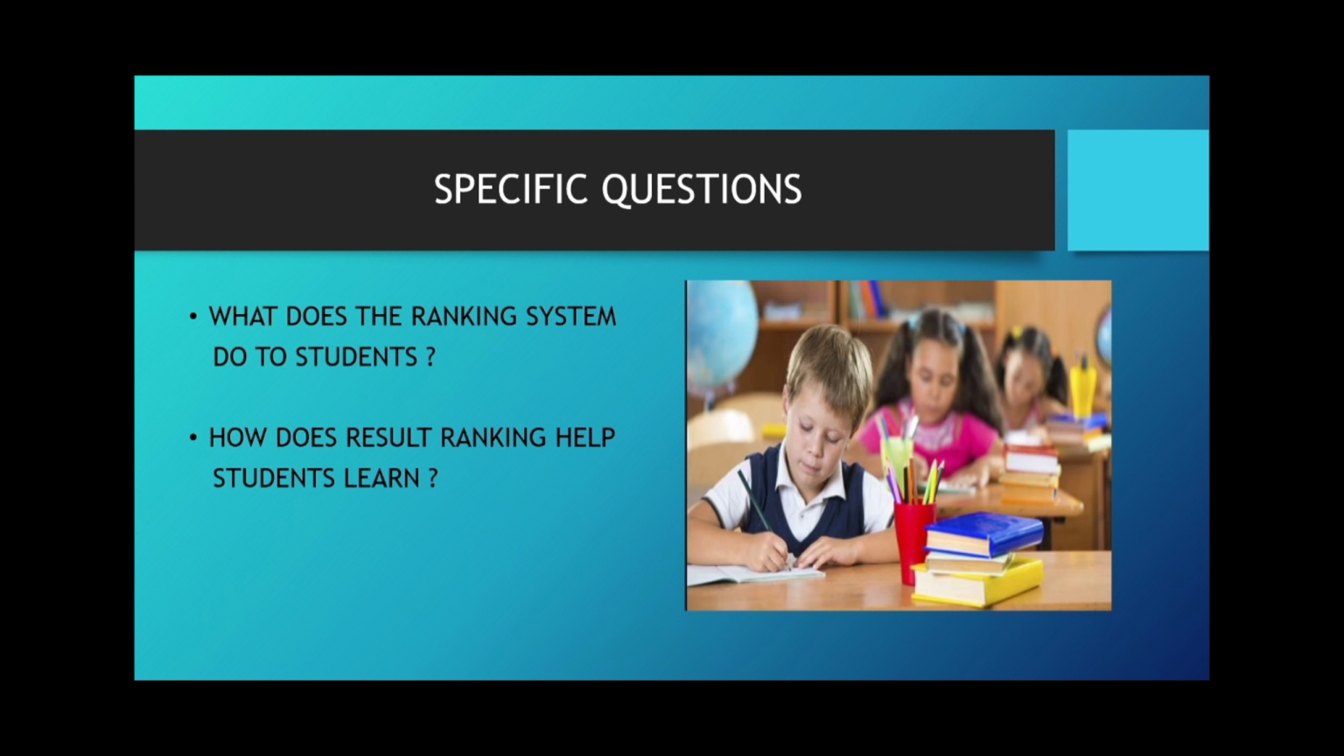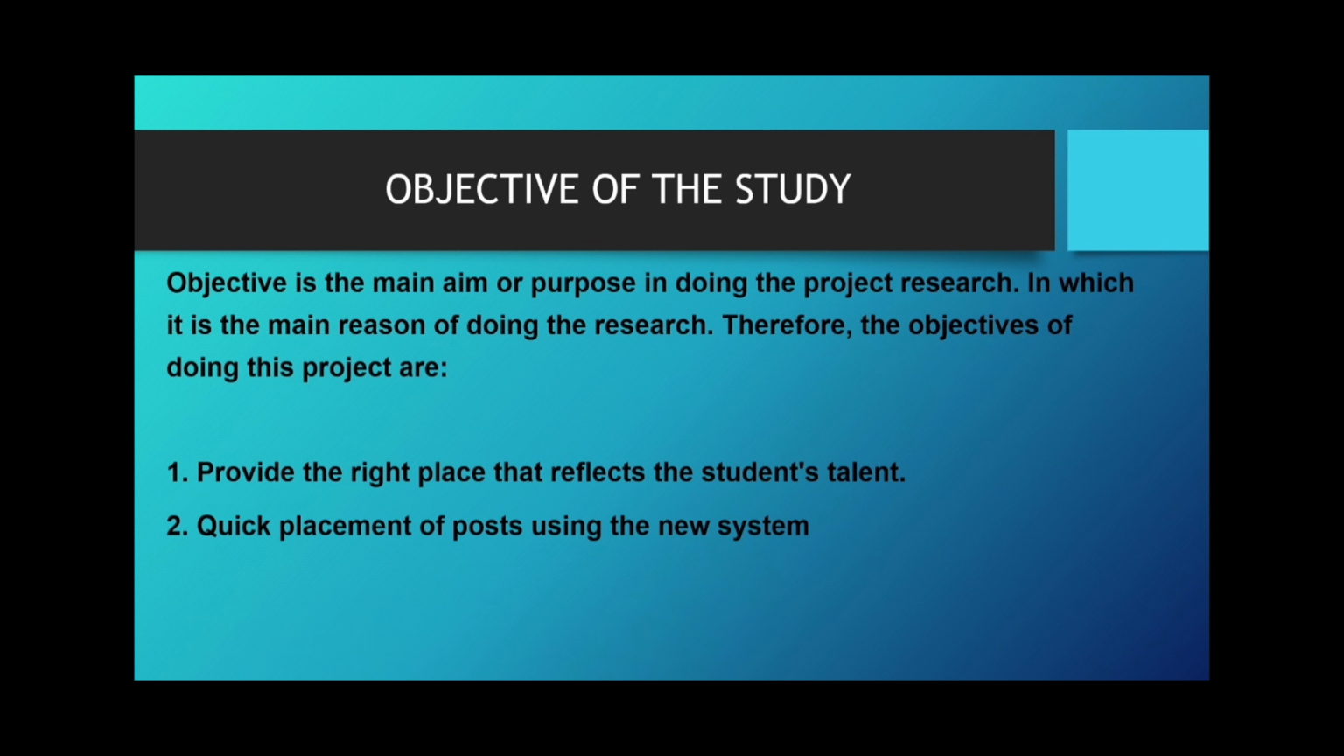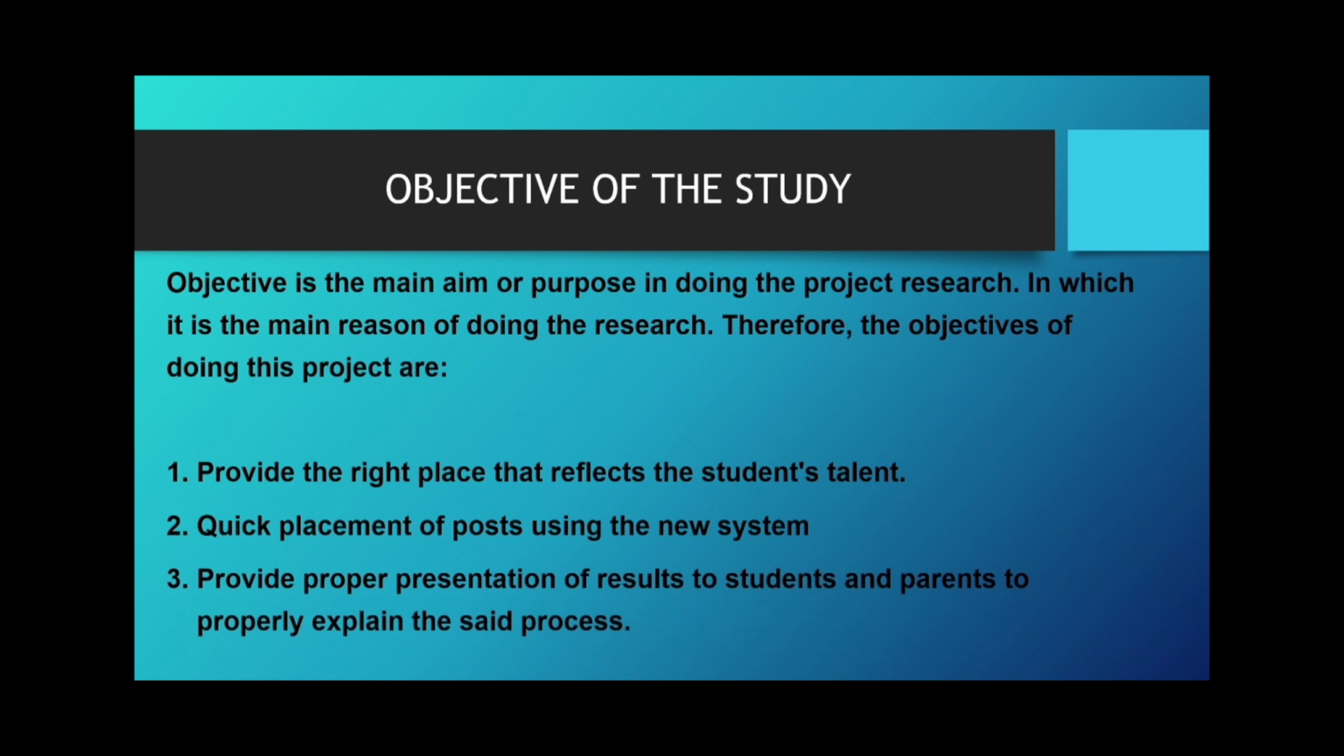And also, there's an objective that we will need to maintain here. The first one is the objective, the main aim or purpose in doing the project research, which is the main reason for doing the research. Therefore, the objectives of this project are: first, provide the right place that reflects the student's talent; quick placement of posts using the new system; and provide proper presentation of results to students and parents to properly explain the said process.